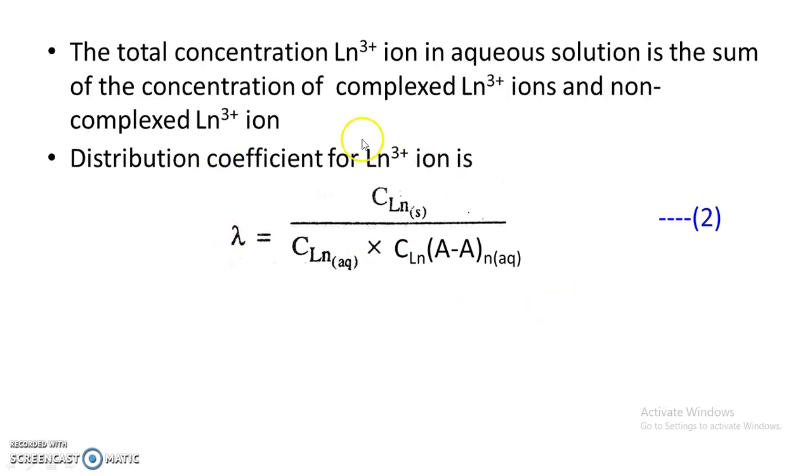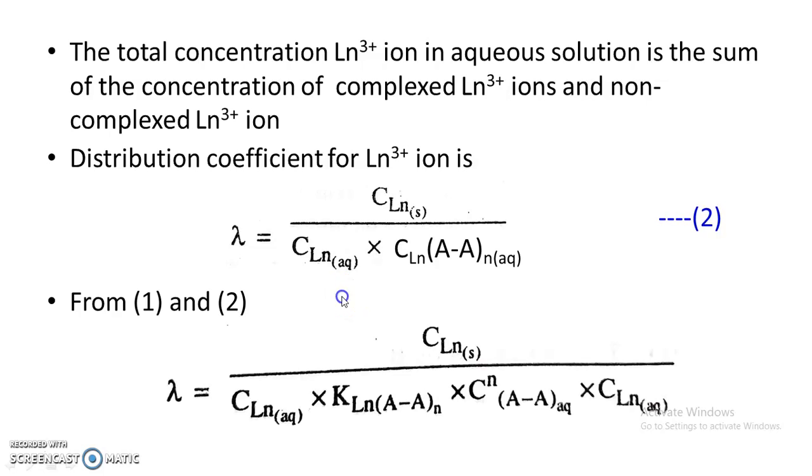And therefore the distribution coefficient for all the lanthanide ions, lambda, is equal to the concentration of Ln in solid phase, the concentration of lanthanide ions in the solid phase, upon the concentration of lanthanide ion in the aqueous phase. But in the aqueous phase lanthanide ions are uncomplexed as well as complexed with the chelating agent, and therefore upon C Ln aqueous plus C Ln An, this is the concentration of complexed lanthanide ions and this is uncomplexed lanthanide ions.